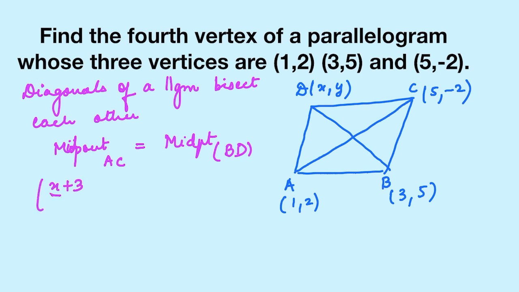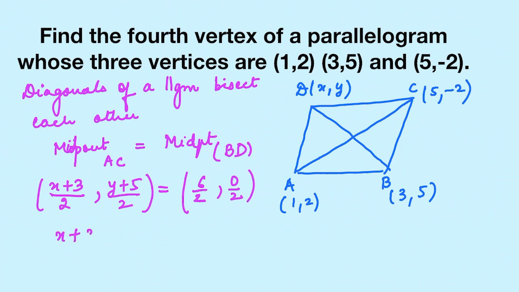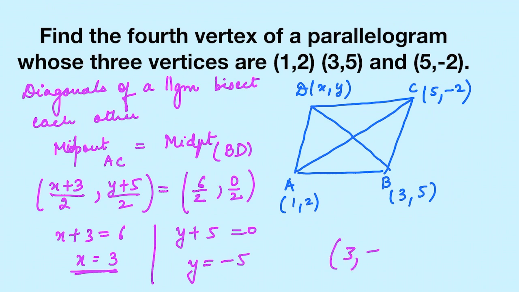x plus 3 by 2, y plus 5 by 2; I'm writing for DB first. Now here I'm writing for AC: 5 plus 1, 6 by 2, and 2 minus 2, 0 by 2. Equate the x coordinate. You get (x plus 3) upon 2 is equal to 6 by 2. So x is equal to 3. Equate the y coordinate. y plus 5 is equal to 0, so y is equal to minus 5. So my fourth vertex is 3 comma minus 5.